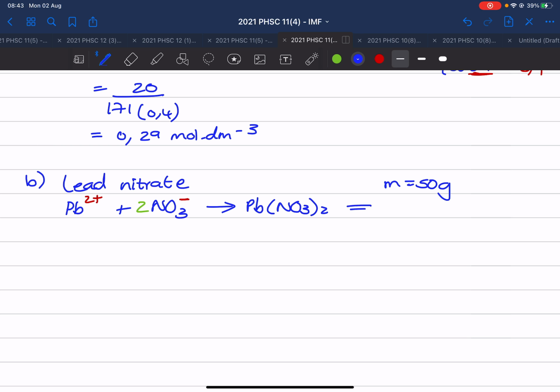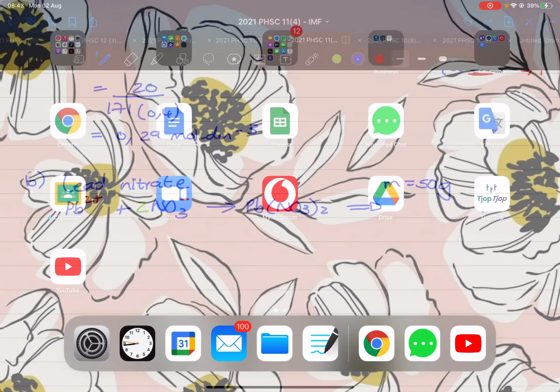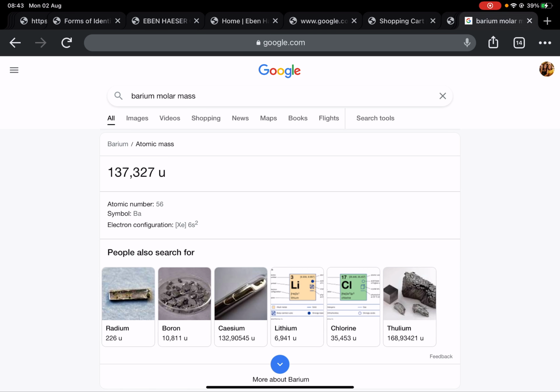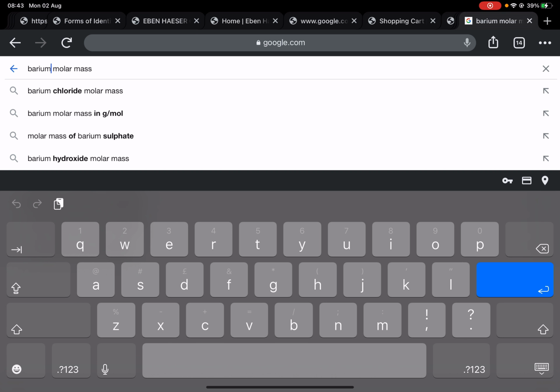Why do we need that? To calculate the molar mass. Lead's mass is... Bim. Did they give it here at the bottom? No. Let's calculate, let's see.